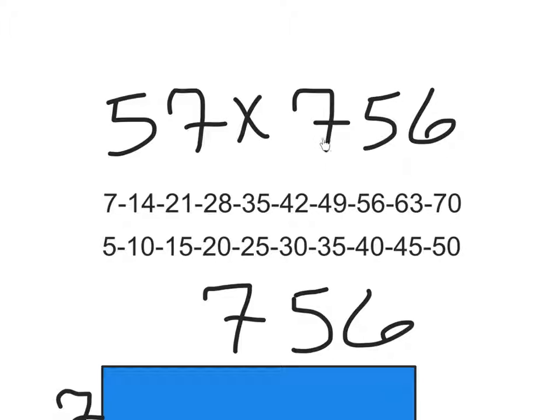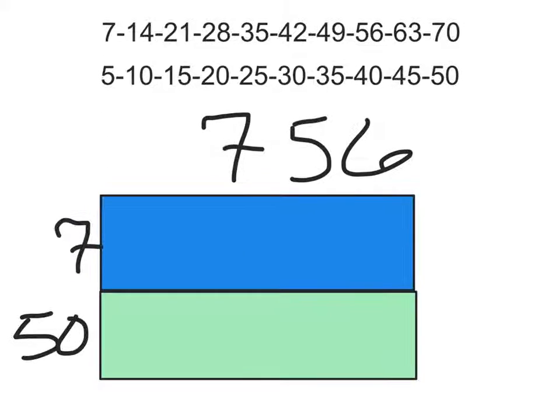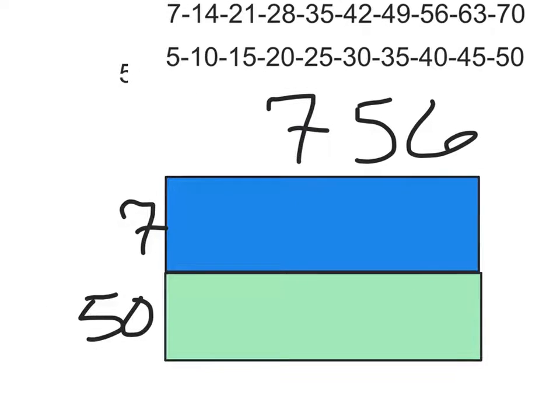57 times 756. Bam. First thing I wanted to do was write my counting by the numbers for the 5s and the 7s because I always take the smaller number of the 2 factors. And let's move on. The next thing you want to do is go ahead and write the 756 up on top, create 2 area boxes, and then break that 57 into 50 plus 7.